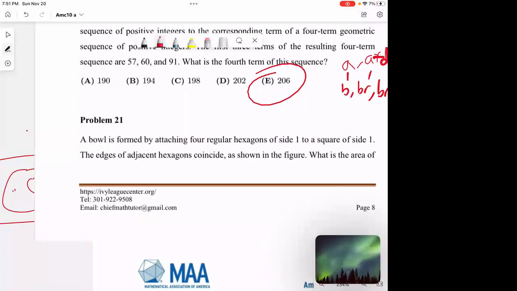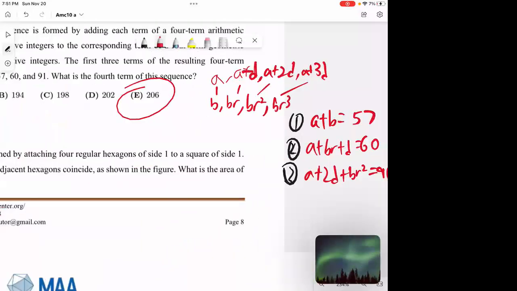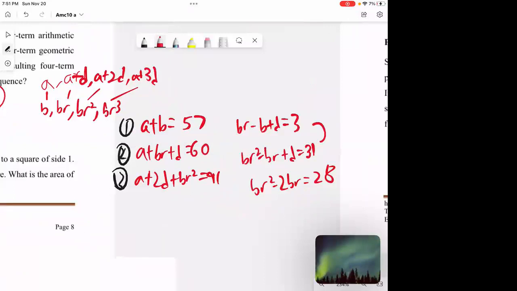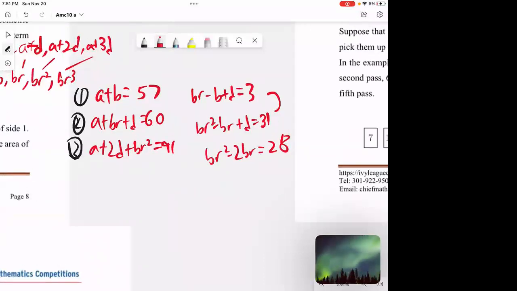We're looking for the 4th term of this sequence. Okay, so we're looking for BR cubed plus A plus 3D. So we actually have to solve for BR and all of that stuff. Okay.